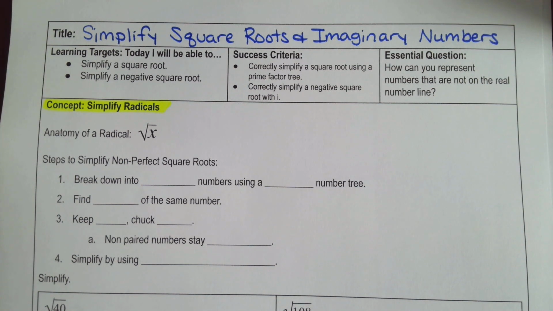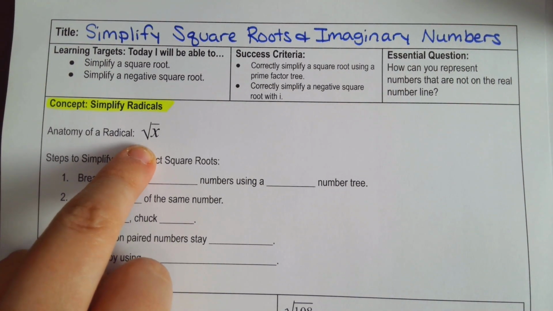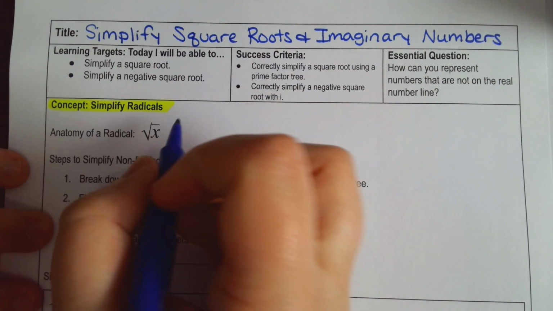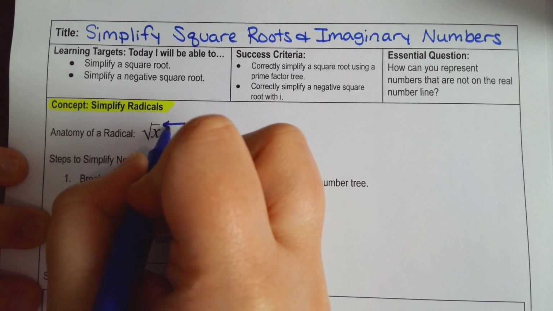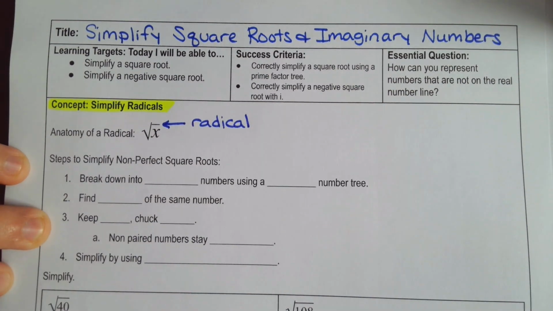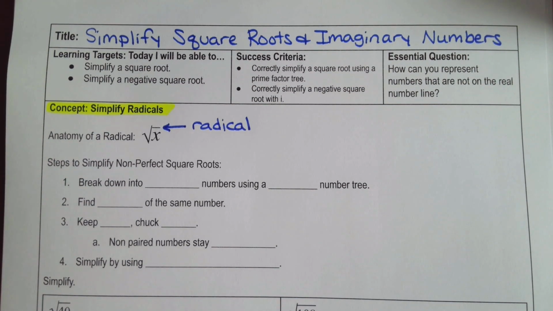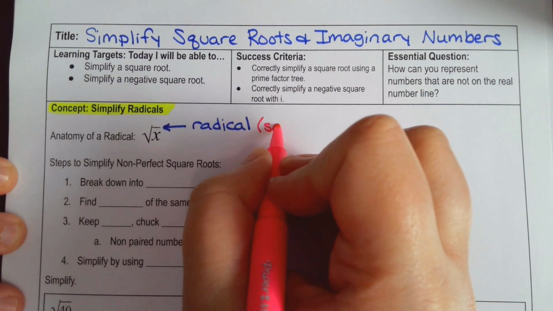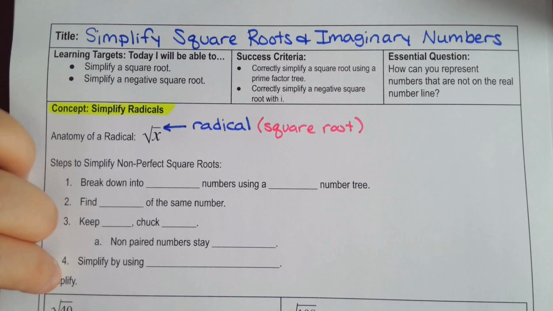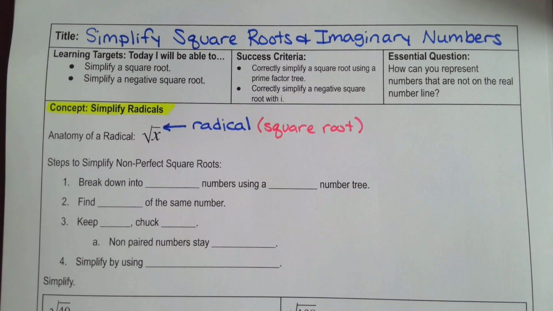So the first thing we need to do is just talk about the anatomy of a radical. So here we have the square root of x. Now, what we call the square root, its more formal name is the radical. But again, you will hear me saying square root. And we'll spend more time with radicals later in the school year.